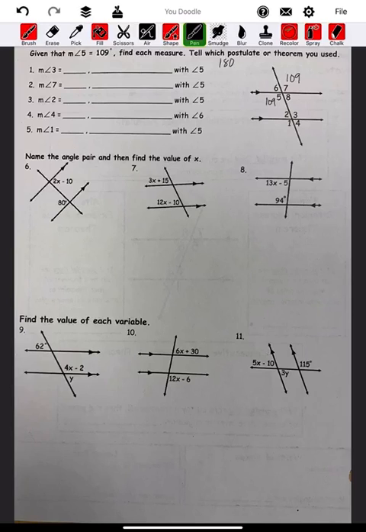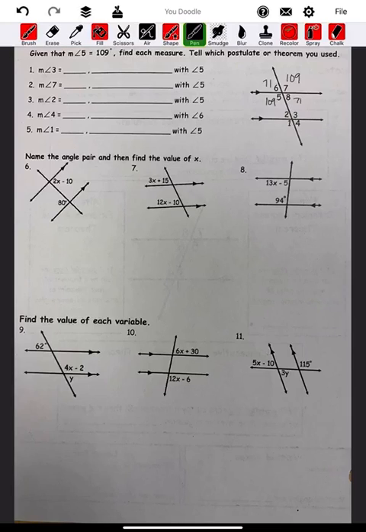You don't have to do this part. 180 minus 109 gives you 71. So that means angle 6 is 71. If you need to pause it, please pause it and fill out the form as you need to. Angle 6 and angle 8 are also vertical angles, or a bow tie. So that means this is also going to be 71.